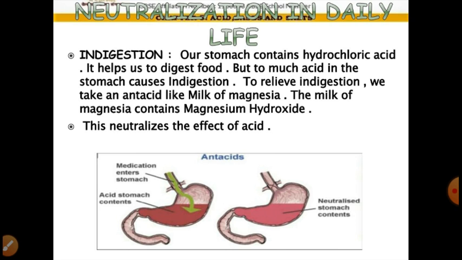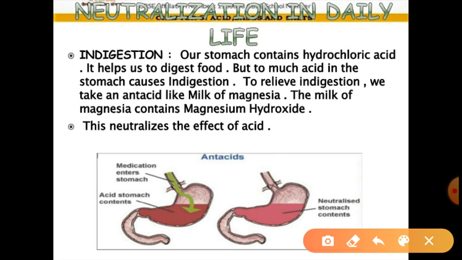Now the application of neutralization. First application is in the treatment of indigestion. As we all know, in our stomach we have acid. That acid is HCl, hydrochloric acid, and it helps in the digestion of food material and activation of enzymes.